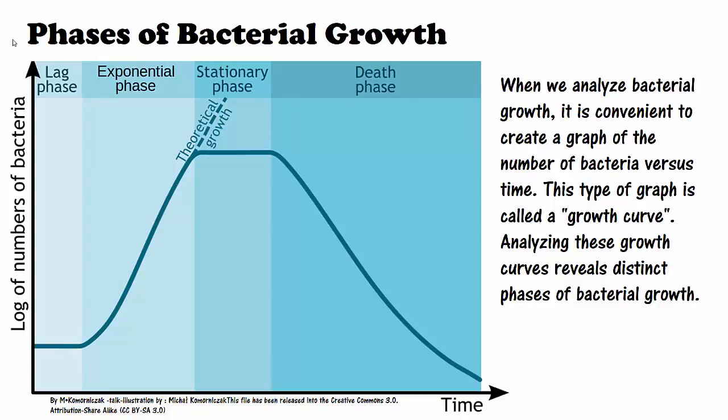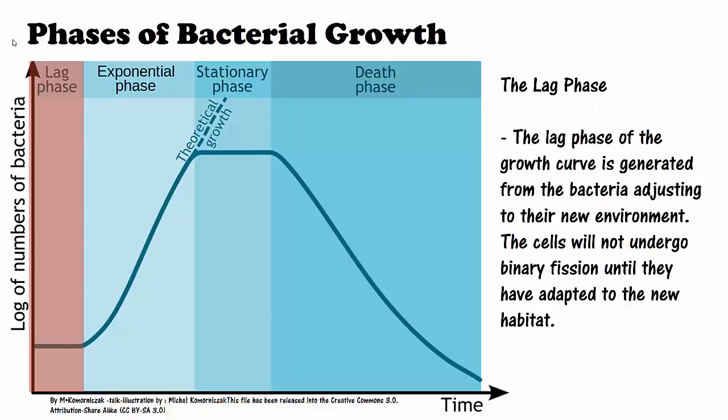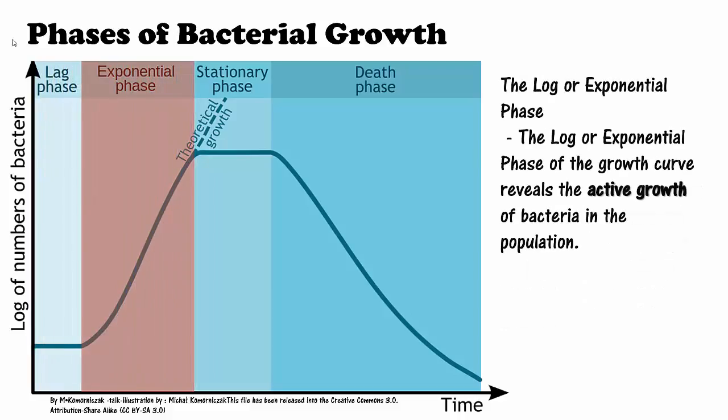When we analyze bacterial growth, it is convenient to create a graph of the number of bacteria versus time. This type of graph is called a growth curve. Analyzing these growth curves reveals distinct phases of bacterial growth. The lag phase of the growth curve is generated from the bacteria adjusting to their new environment. The cells will not undergo binary fission until they have adapted to their new habitat. The log or exponential phase of the growth curve reveals the active growth of bacteria in the population.